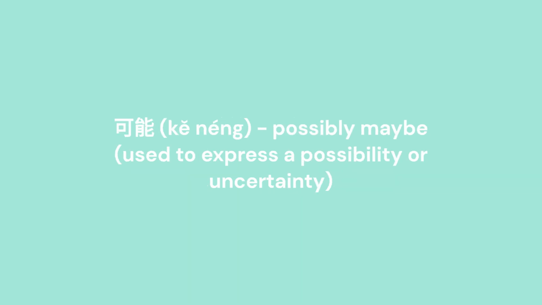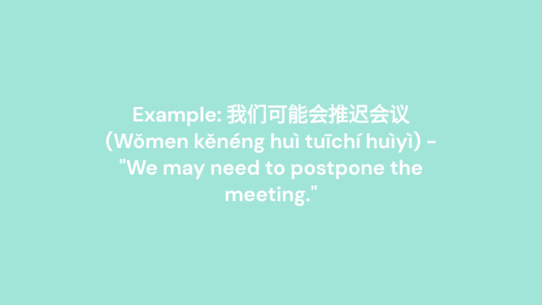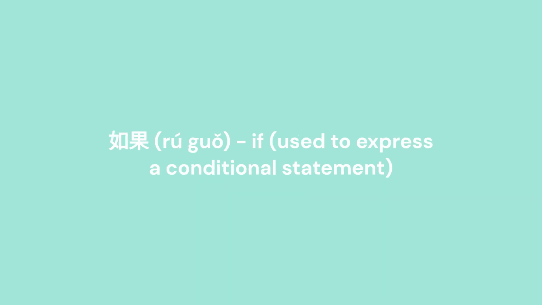Keneng, possibly, maybe, used to express a possibility or uncertainty. Example, women keneng hui tuichi huiyi, we may need to postpone the meeting. Ruguo, if, used to express a conditional statement.